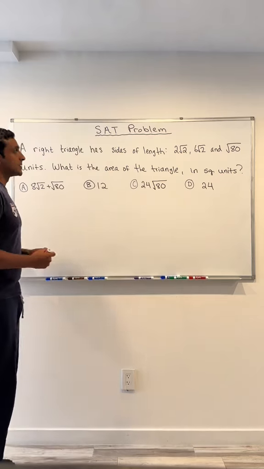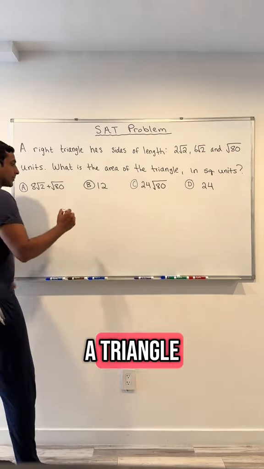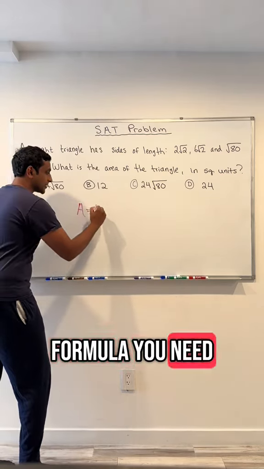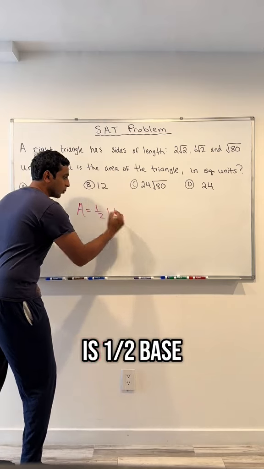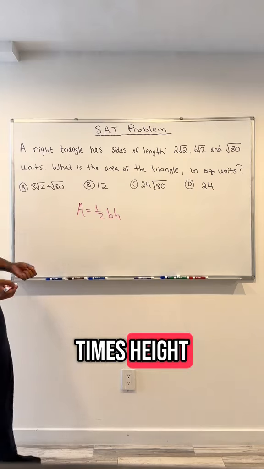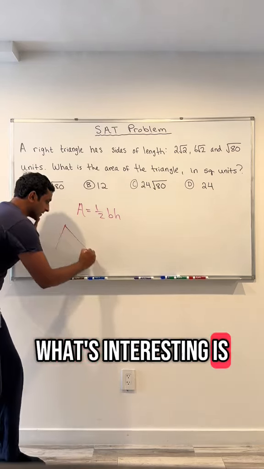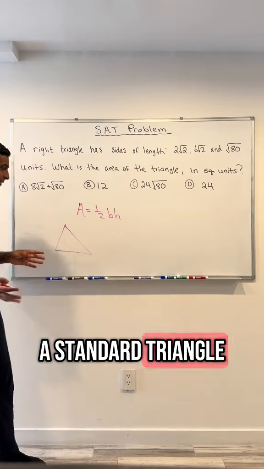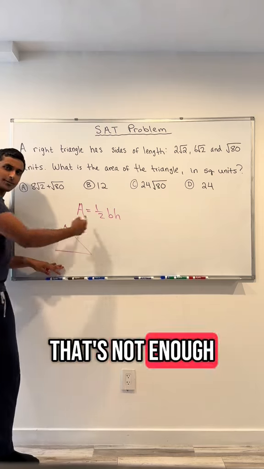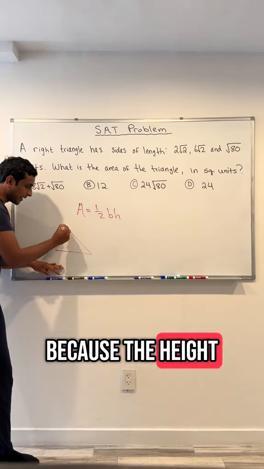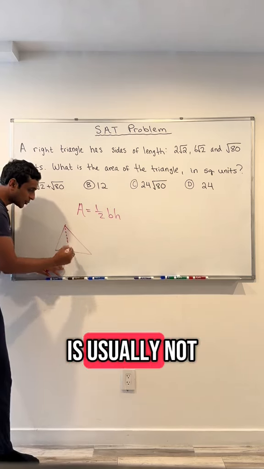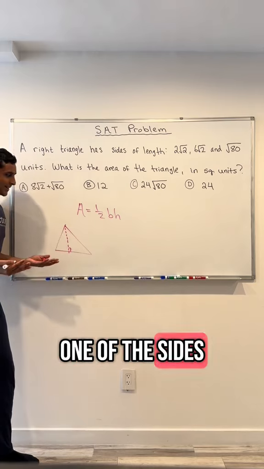on your own. So, when you're finding the area of the triangle, the most common formula, and the only one you need to know for the SATs, is 1/2 base times height. Now, we're given 3 sides of the triangle. What's interesting is if you just have any standard triangle and I give you the 3 sides, that's not enough to apply this formula because the height of a triangle is usually not one of the 3 sides.